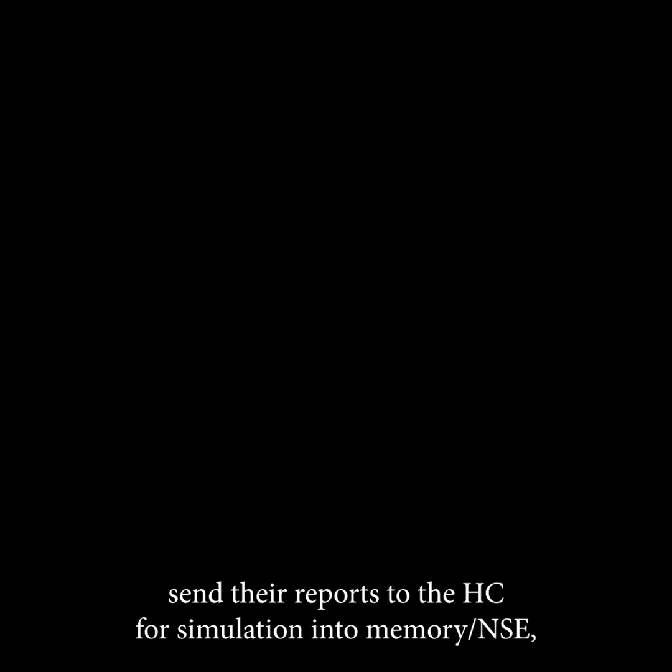Decision-making, motor, emotional, and cognitive departments send their reports to the HC for simulation into memory/NSE, just as the sensation departments do. Simulated together. In this simulation of experience, I do not have access to my perceptions. Rather, I and my perceptions are simulated together as part of the gestalt of memory. The Gestalt movie story of experience includes a simulated self in the center of a simulated world.